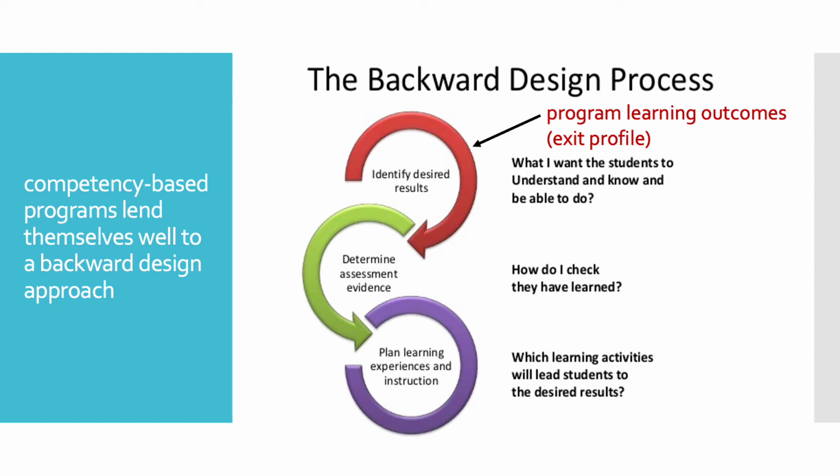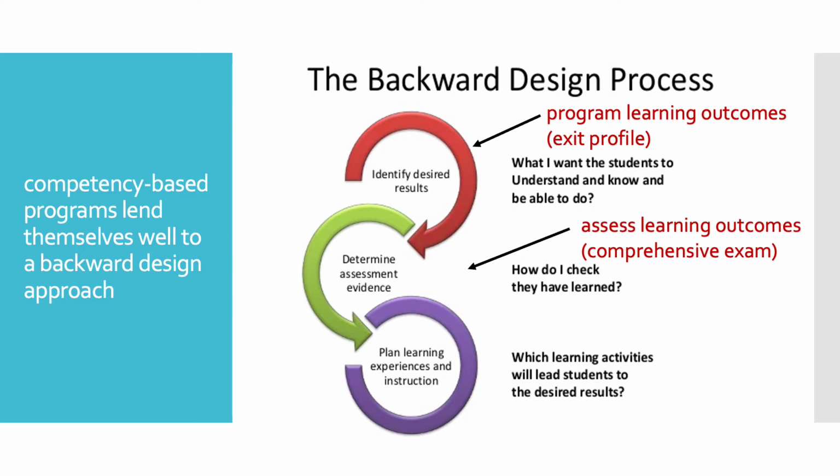After we've identified what we expect students to be able to do upon program completion, we then determine what we will need as evidence to attest that students have achieved those desired results. In our case, our comprehensive examination measures the achievement of those program-level learning outcomes. We can decide this even before we design our program. The next step is to plan the learning activities in order to achieve those desired results.